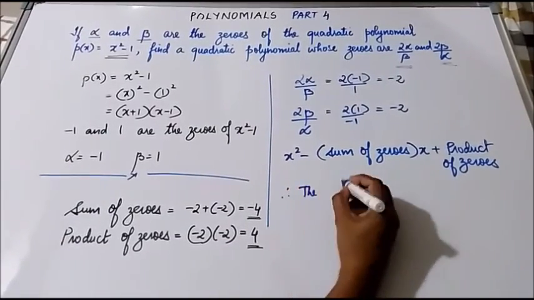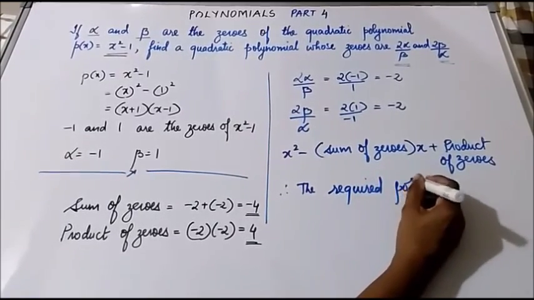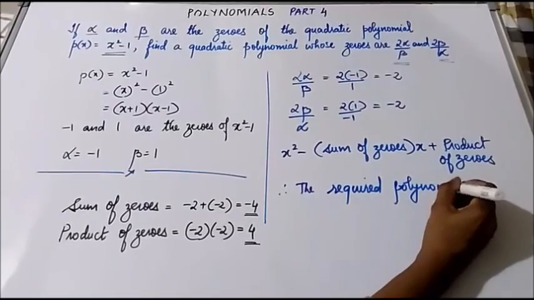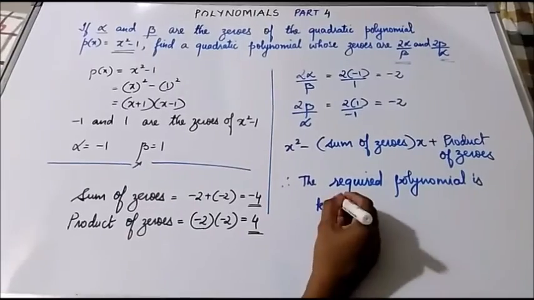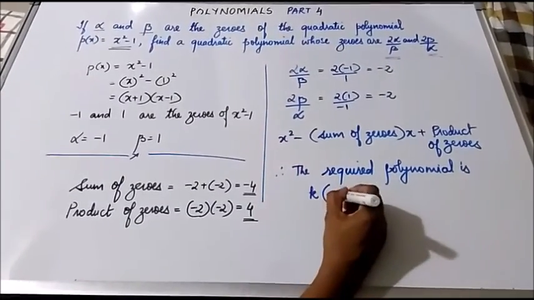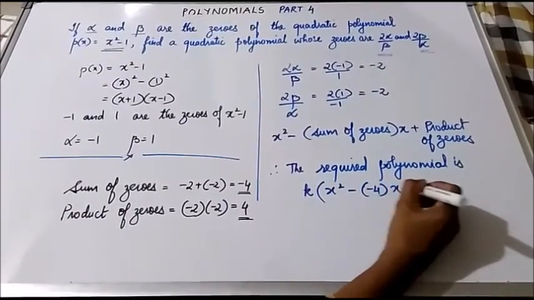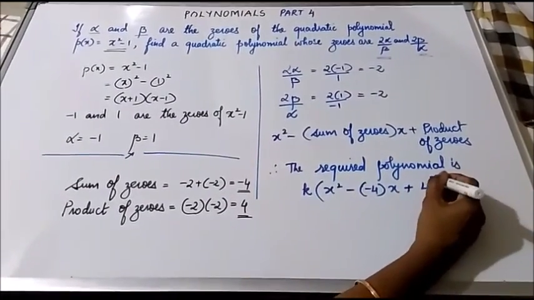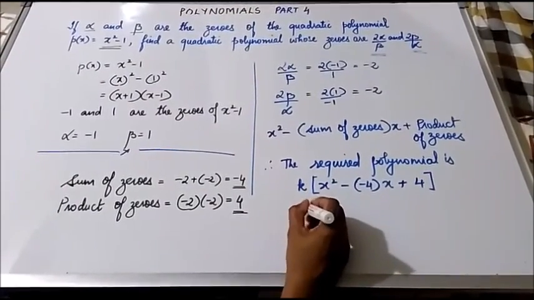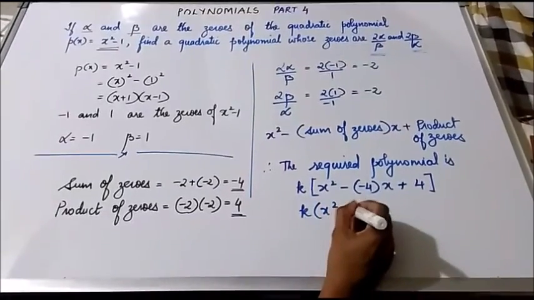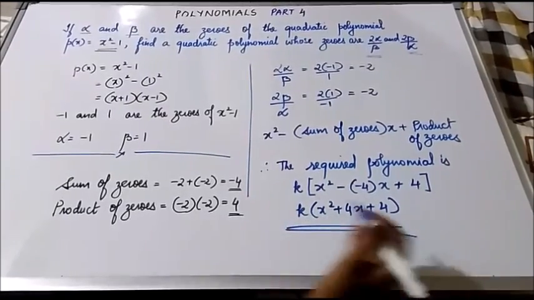Therefore, the required polynomial is k, where k is a constant, into x square minus (sum of zeros, which is minus 4), so minus minus 4, into x plus product of zeros, which is 4. We get k into (x square plus 4x plus 4). This is the required quadratic polynomial.